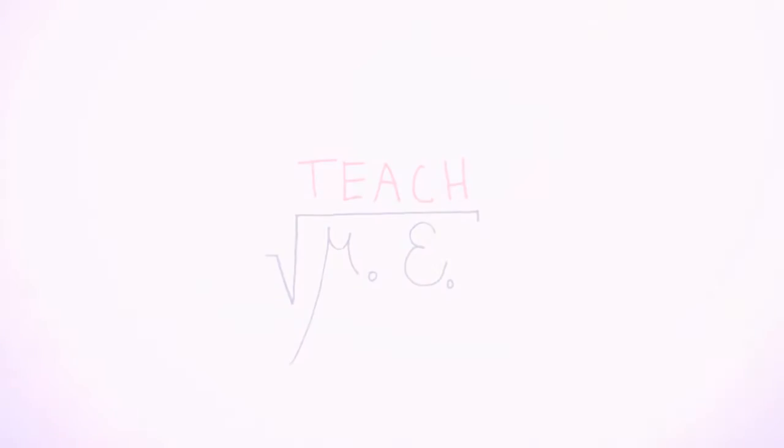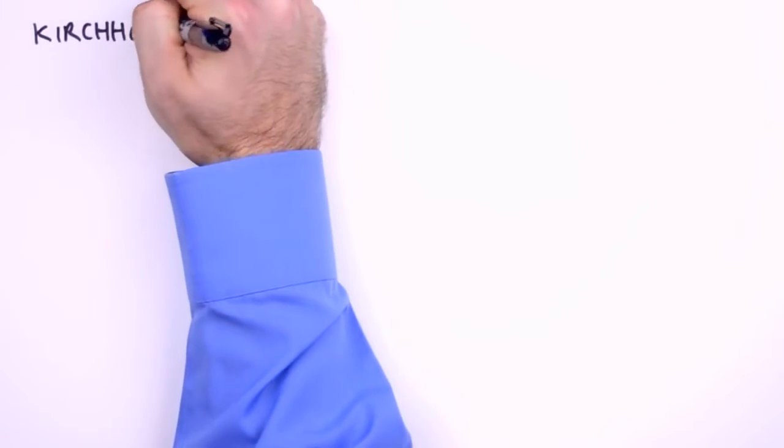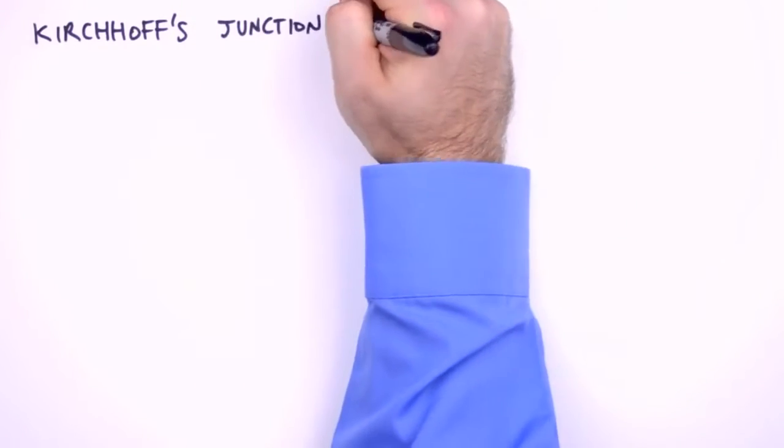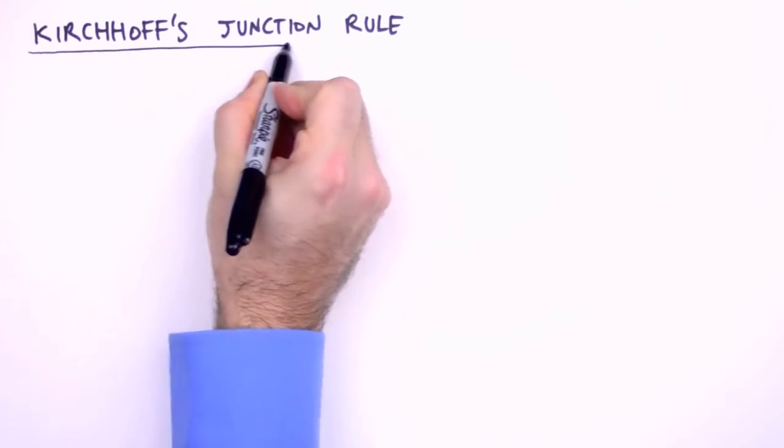Kirchhoff's rules, sometimes referred to as Kirchhoff's circuit laws, are a pair of rules used typically to analyze DC circuits. The first rule that we'll examine is Kirchhoff's junction rule.